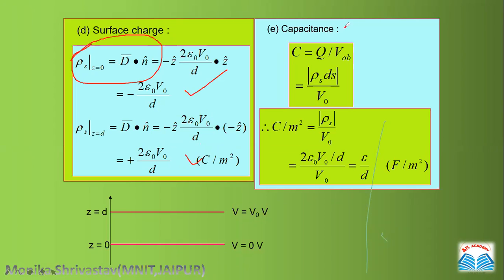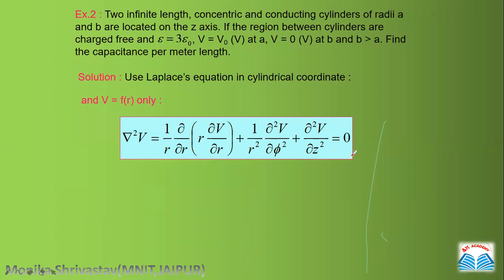Next, we have to calculate capacitance, and we know that the capacitance is charge per voltage, charge per potential. So this charge is rho into ds. So we know the value of rho. Just put that, and we can get this solution. So this is the way to calculate all these things. Some more examples are here.